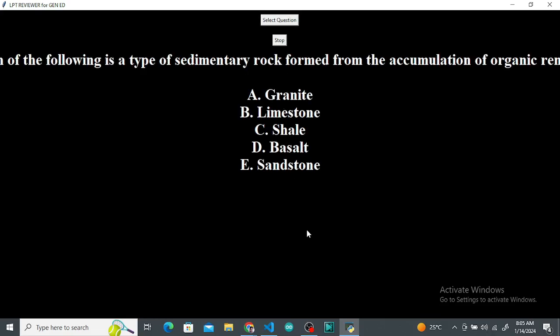Which of the following is a type of sedimentary rock formed from the accumulation of organic remains? A. Granite. B. Limestone. C. Shale. D. Basalt. E. Sandstone. The correct answer is limestone.